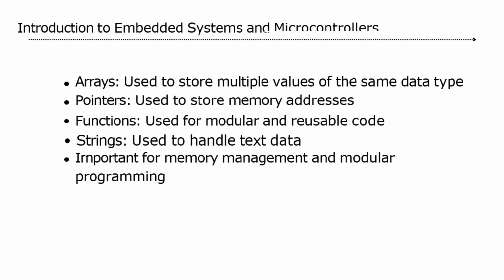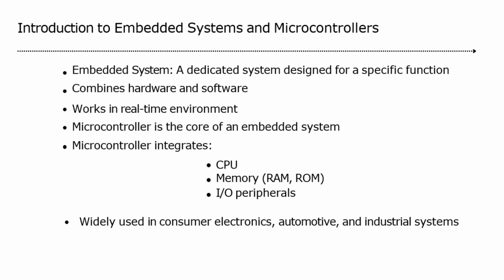Next, introduction to embedded systems and microcontroller. Now I will explain what an embedded system is. An embedded system is a system that is designed to perform only one specific task. It is not like a laptop or computer which can do any task. Examples of embedded systems: microwave oven, washing machine, digital watch, air conditioner, traffic signals. Each of these systems is designed to do one fixed function and it keeps doing that task continuously.